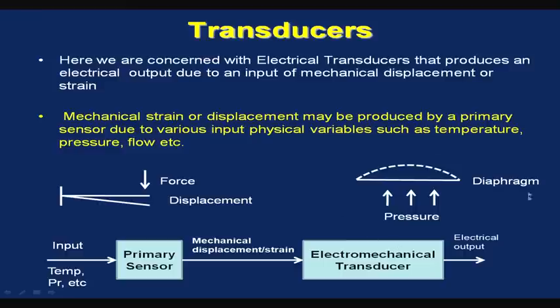Like say this is a diaphragm. We will talk about diaphragm in more detail later. When this receives pressure as input, it deflects. So, there is a displacement. If we measure the displacement from the center of this diaphragm, we have this distance as maximum deflection of the diaphragm. We are interested in converting this displacement signal to an electrical output.